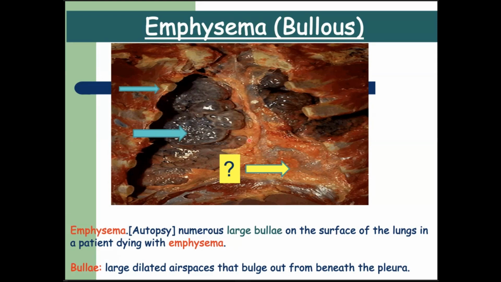What is this yellow pointer? Anyone? It is an autopsy specimen, two lungs here, and what is here in the thorax? Simple question. It is the heart. Yes, heart. That was a simple question I asked. So this is the heart, and these are the two lungs.